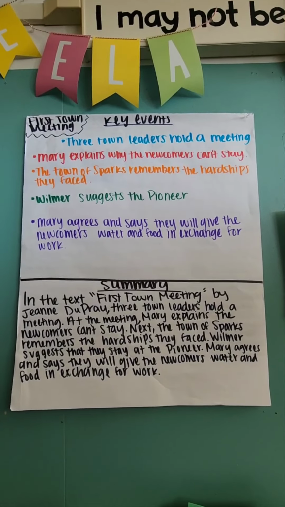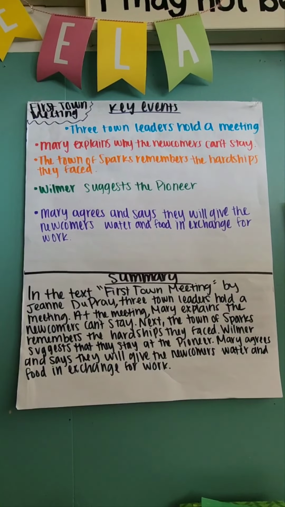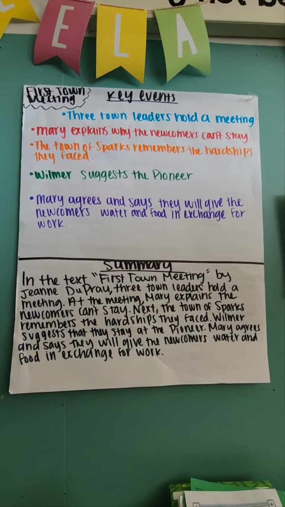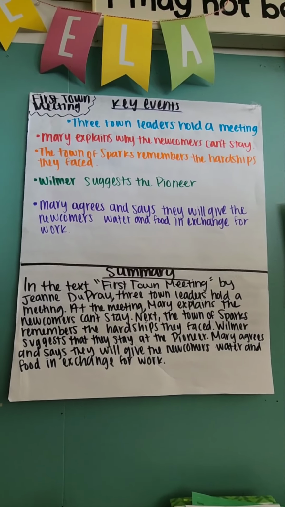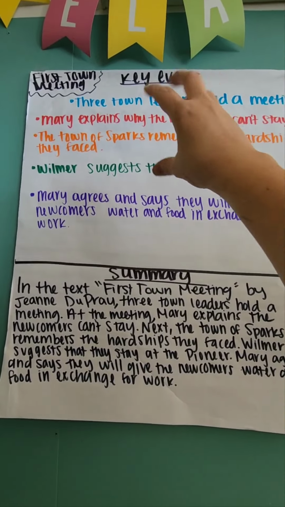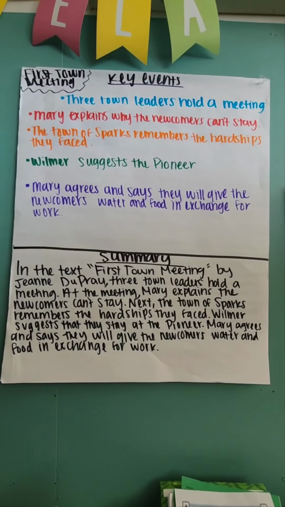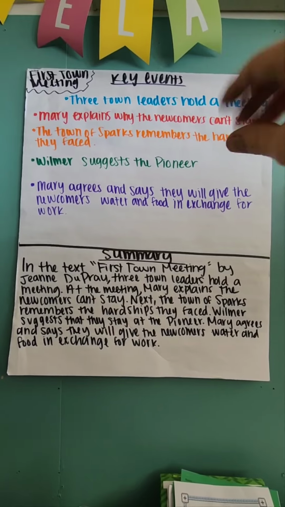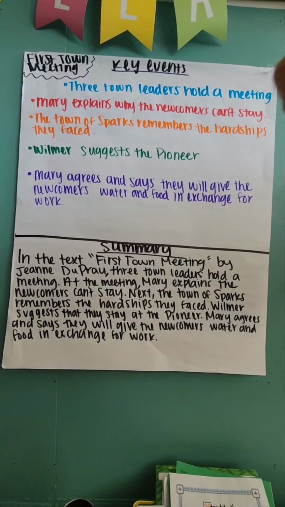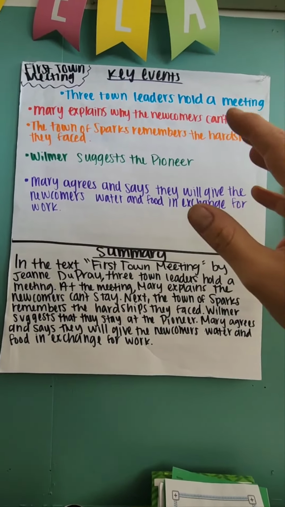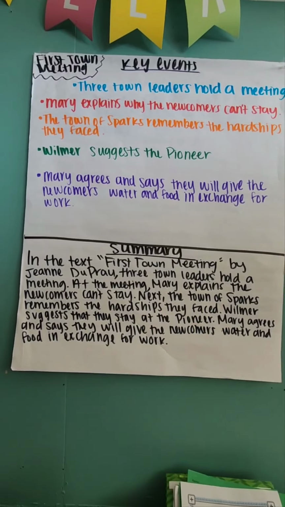Lastly, for ELA, we are reading fiction and nonfiction text. And we have been practicing pulling out key events or key ideas. And then we're using that to write a summary. So here's an example of what we did. We read a little short text that was fictional, so not true, not real. And then we wrote a summary with it.